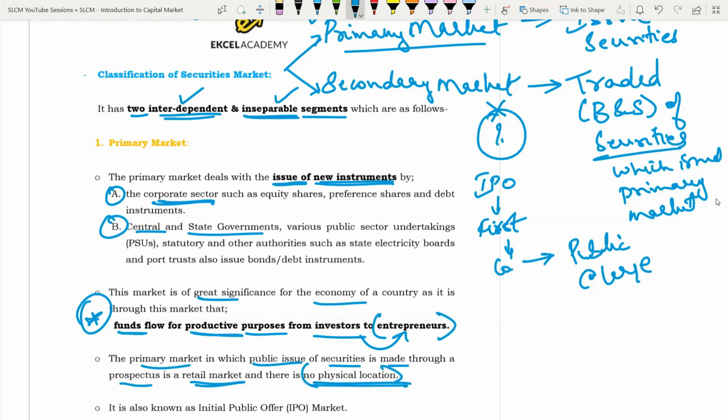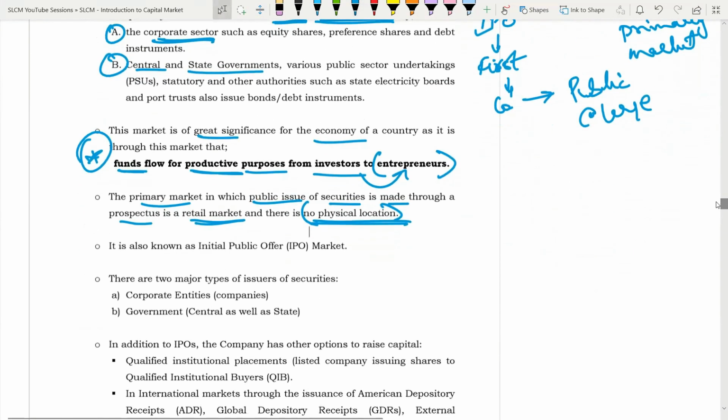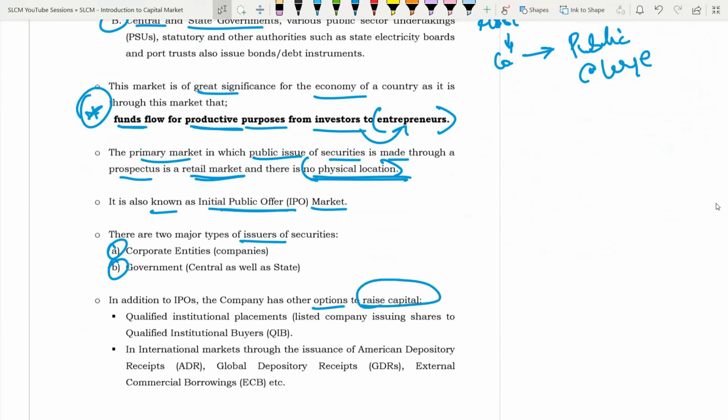There is no physical location of this primary market. You do not have a physical place where this takes place. It is done through a prospectus and everything is done online. This market is also known as the initial public offer market, that is the IPO market. The two major types of issuers, all of us know, are government entities or corporate entities. In addition to this, the company can also raise capital from qualified institutional investors by making a qualified institutional placement, or they can also issue securities in the form of ADR, GDR, or external commercial borrowings.